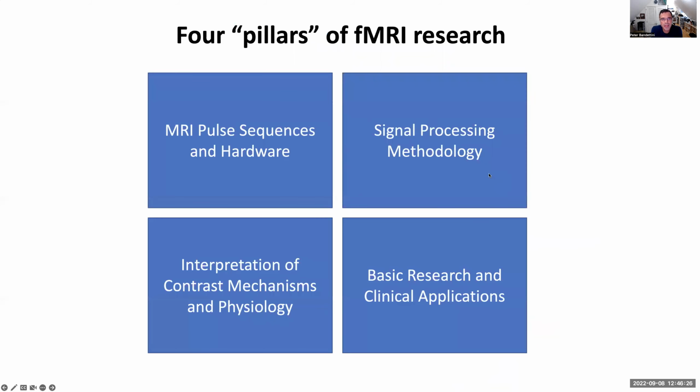The way I see it, there are actually four pillars of fMRI research. One is MRI pulse sequences and hardware development, signal processing methodology, interpretation of contrast mechanisms in physiology, and basic research, as well as clinical applications. These are all very complementary. An advancement in one helps the others advance as well, and they all feed off each other. I believe the better application research is at the interface of all of these.